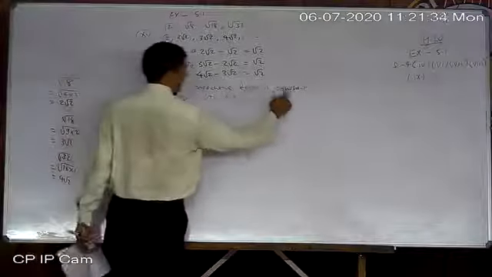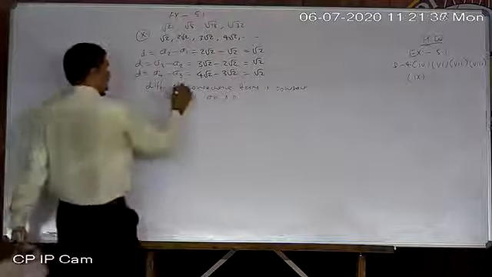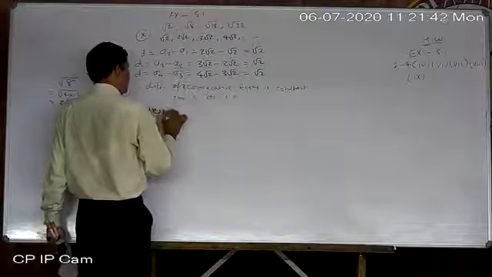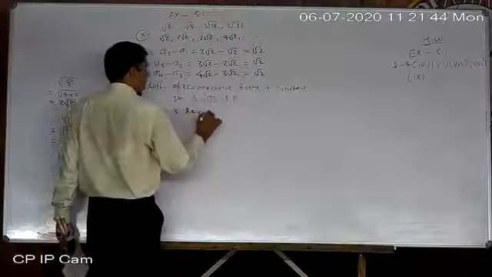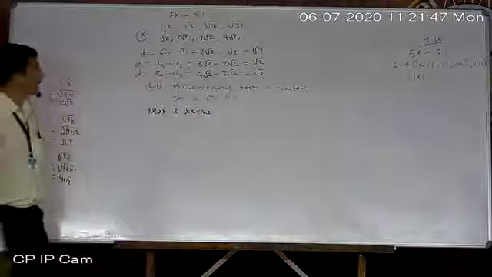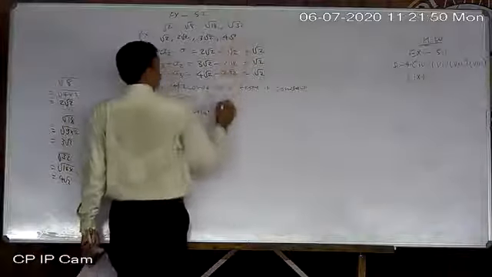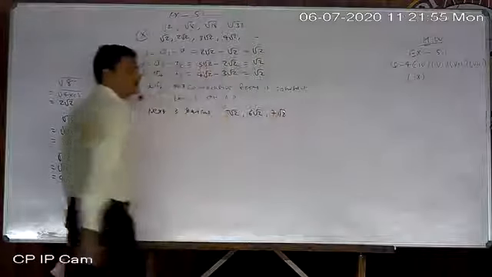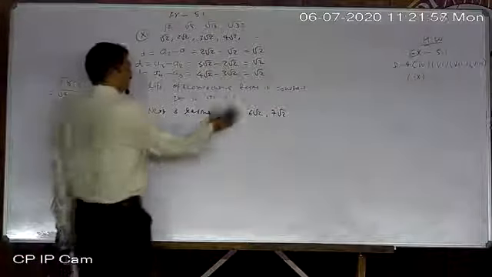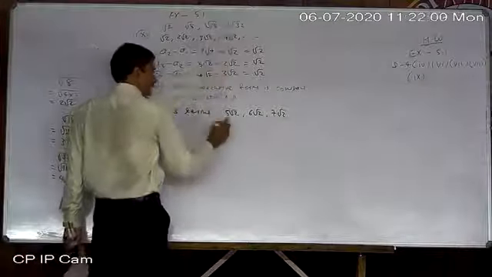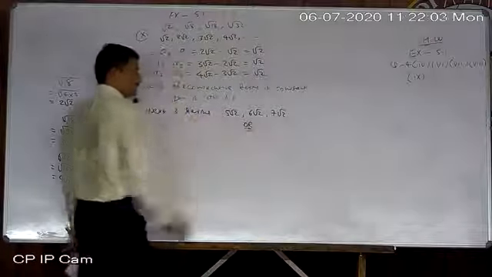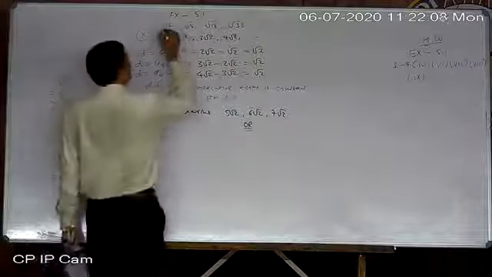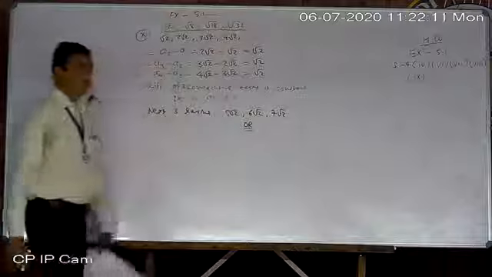Okay, so we get a constant difference. The difference of two consecutive terms is constant. Therefore, it is an AP. Now we can write the next three terms. The next three terms will be 5 root 2, 6 root 2, 7 root 2. Even if you want to write in this form, you can write it, and this is the answer. No problem. But if you want to write in the given form, then also you can write.